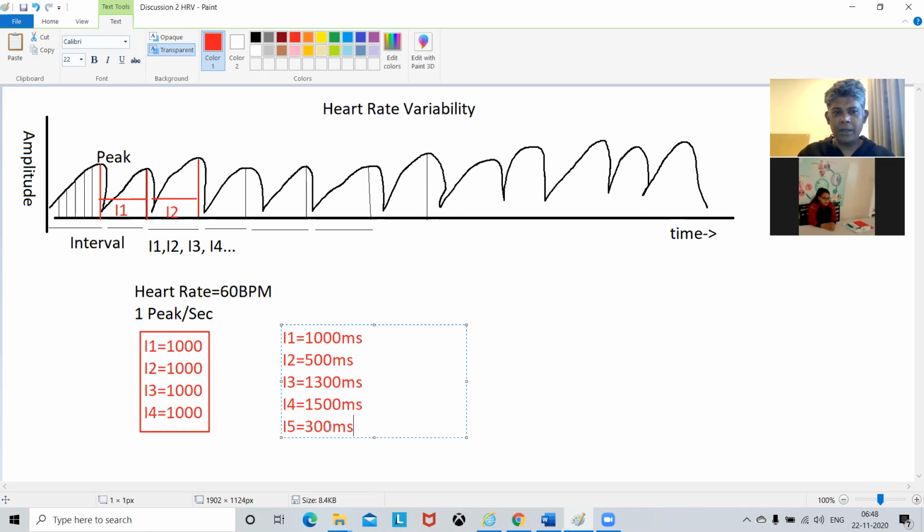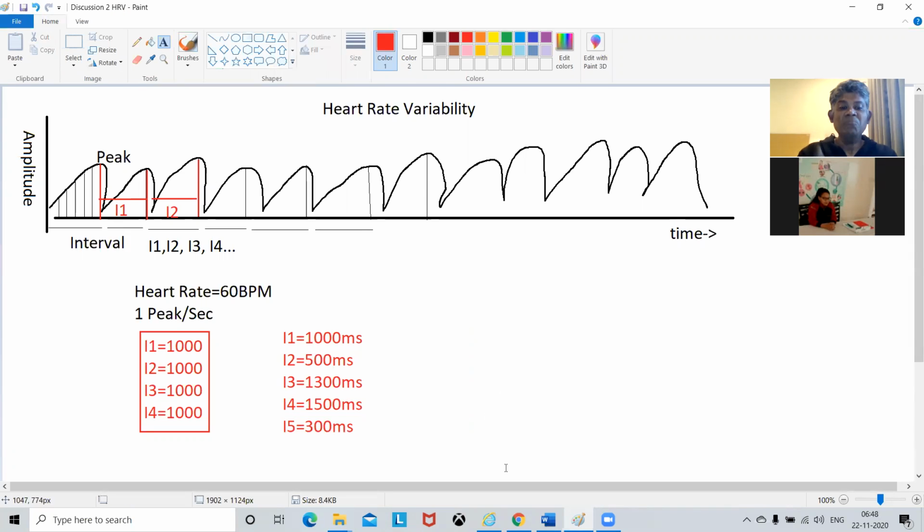If the interval is very, very long, let's say 1500 milliseconds, then in 3 seconds, 2 peaks will appear. So 1500 into 2 is 3. So in 3 seconds, 2 peaks will appear. Then in 60 seconds, 40 peaks will appear. This is again a condition of bradycardia. So this is a case where the heart rate is varying from bradycardia to tachycardia.